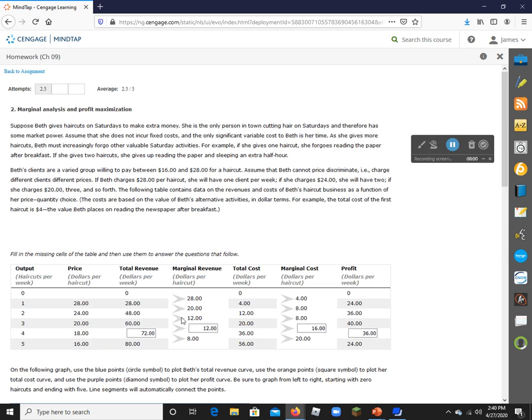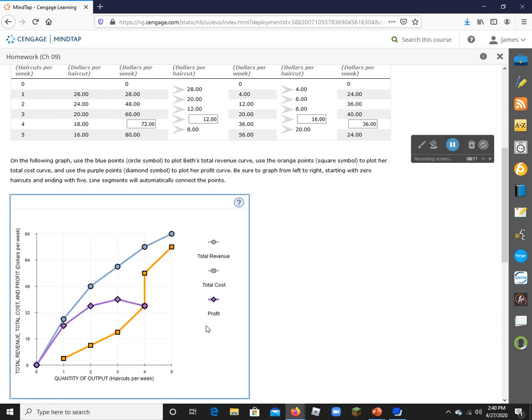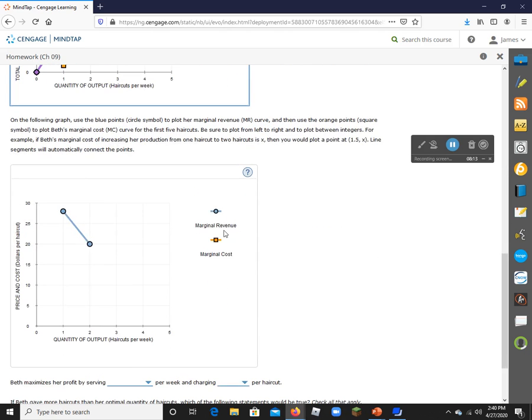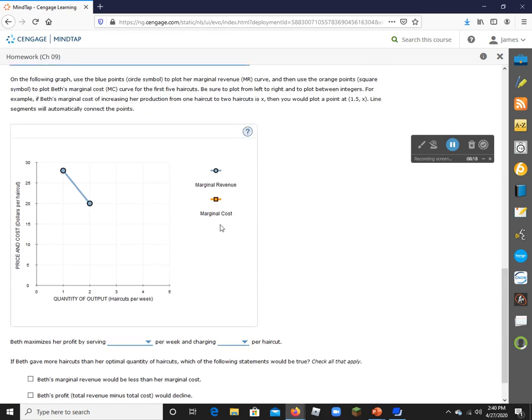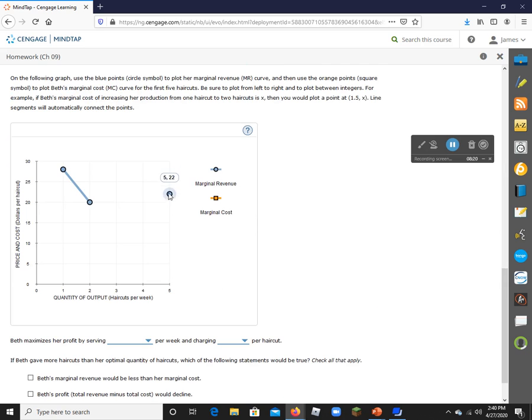Remember, these are put on the half. So for the third unit of output, we go up a little bit to get its marginal revenue, $12. Same thing for the fourth, and then 8 for the fifth. So we're just going to graph those. 12, 12, and 8. Okay. So third haircut, $12. Fourth haircut, $12. Fifth haircut, marginal revenue was 8. Okay. There's a marginal revenue curve.